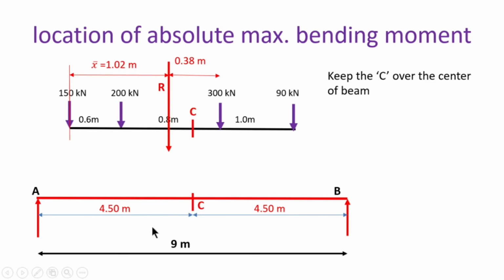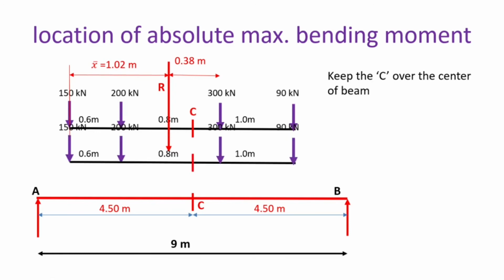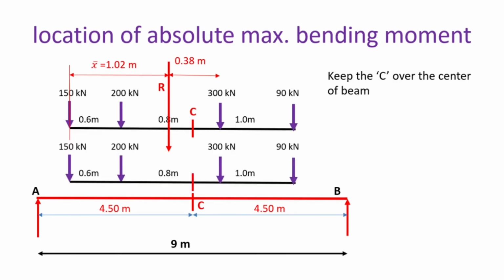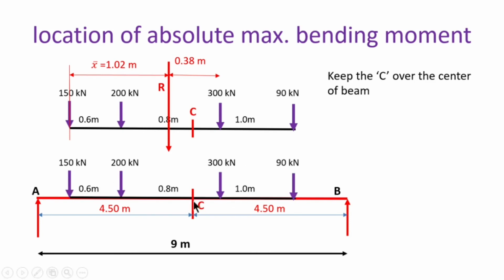We know that the beam is a total of 9 meter, so 4.5 meter and 4.5 meter. We have to make this C coincide with this C. So we have to move this total load over the C. In this way we are moving this load over the C, slowly. In this way, we have made the center of the beam coincide with this C. So now this is the position of the train wheel load. This is the final position.